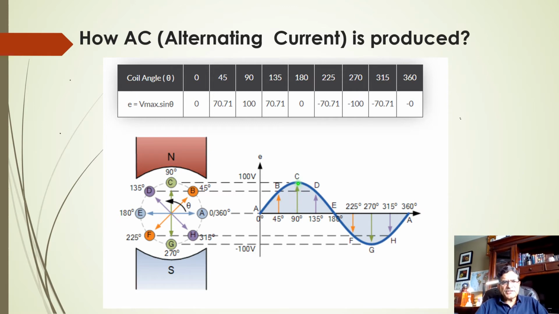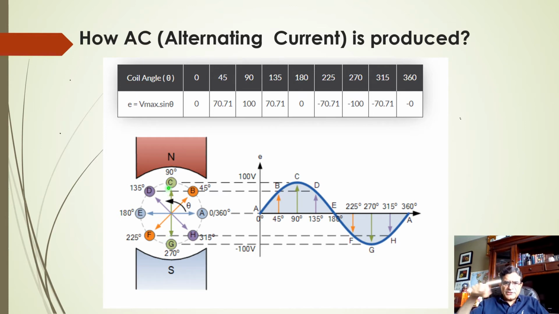At this point C, it is cutting the lines of force vertically, perpendicularly. So this is the maximum cutting of lines of force, and therefore there will be a maximum voltage here, which is, say, 100 volts. So at this point C, the voltage induced is 100 volts. That is the maximum. Now our coil is C and G.